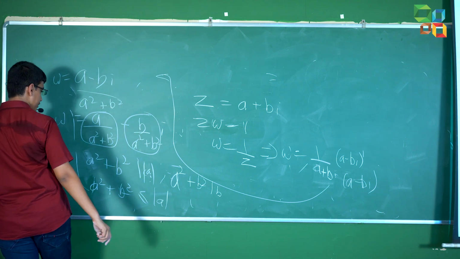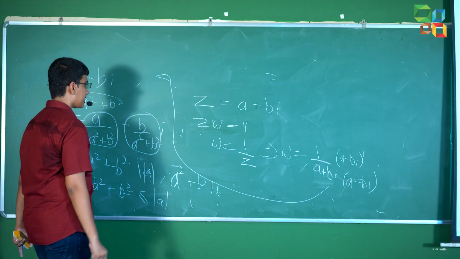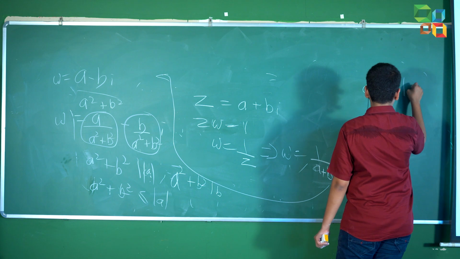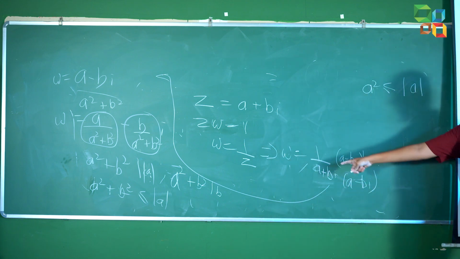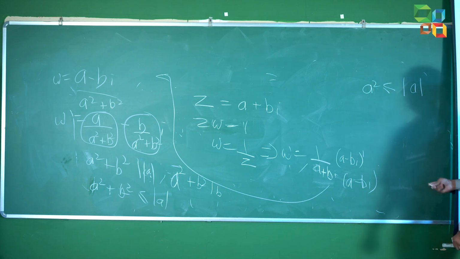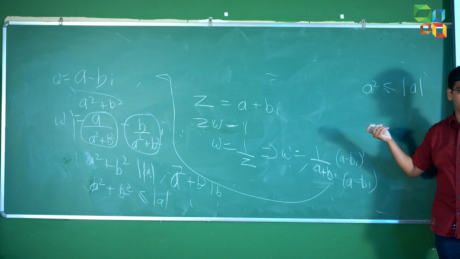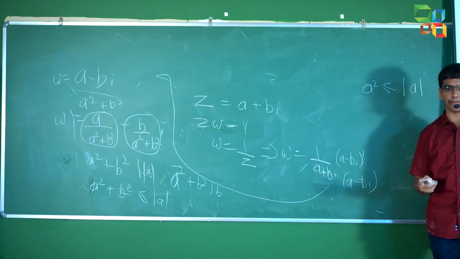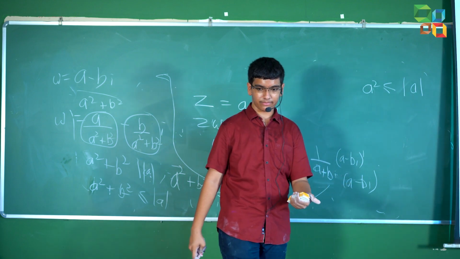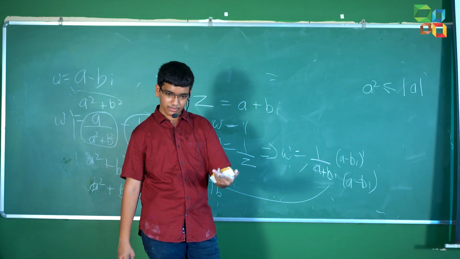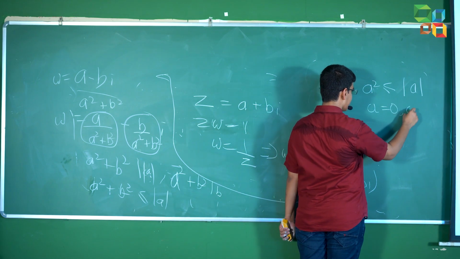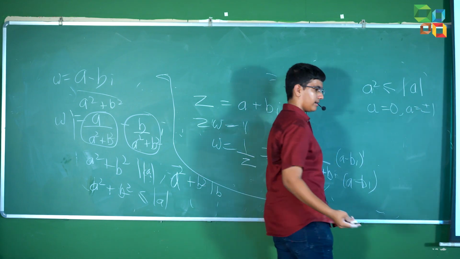Now over here, put b as 0, what do you get? a squared is less than or equal to mod a. Okay, over there if you put b as 0. Now, when can a squared be less than or equal to mod a? Try thinking. 0, 1, negative 1. So this means a is 0 or plus or minus 1, right?